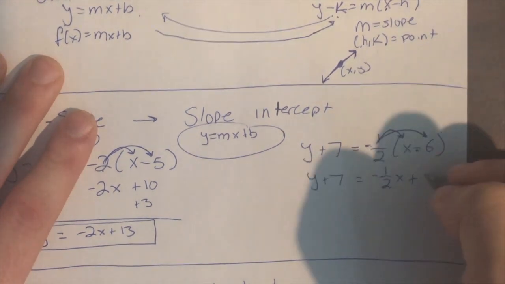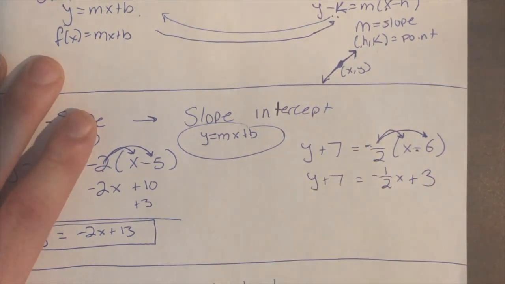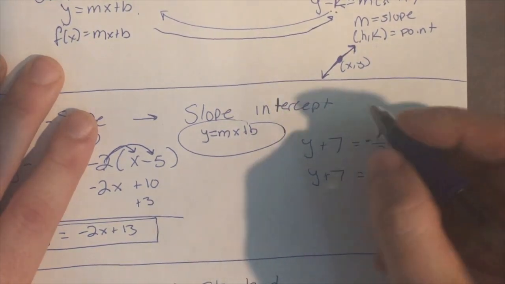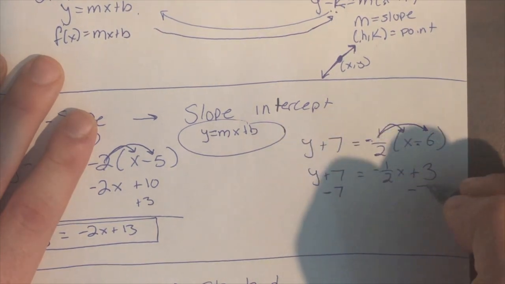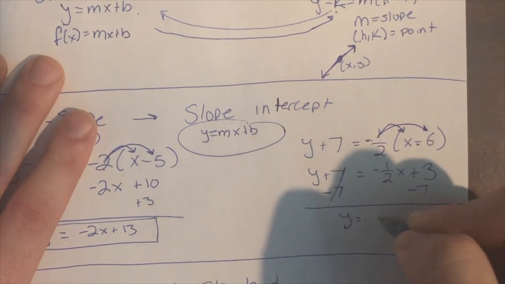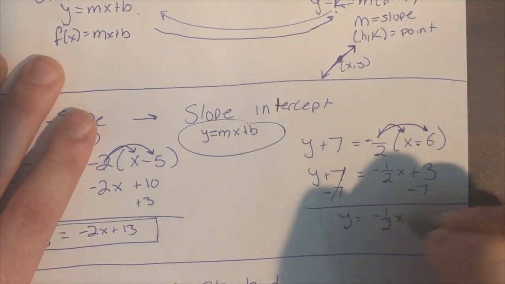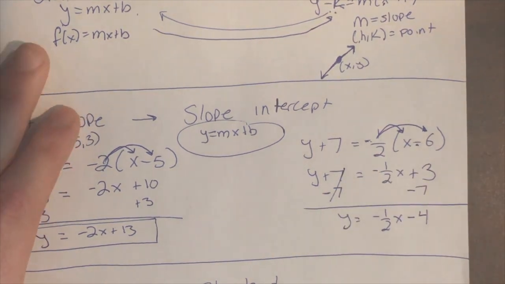What's half of 6? 3. Again, the plus, because the signs need to flip because it's a negative times a negative. Now I add the 7, or rather, in this case, add a negative 7 or subtract 7 to cancel, and I get y equals negative 1/2 x minus 4.